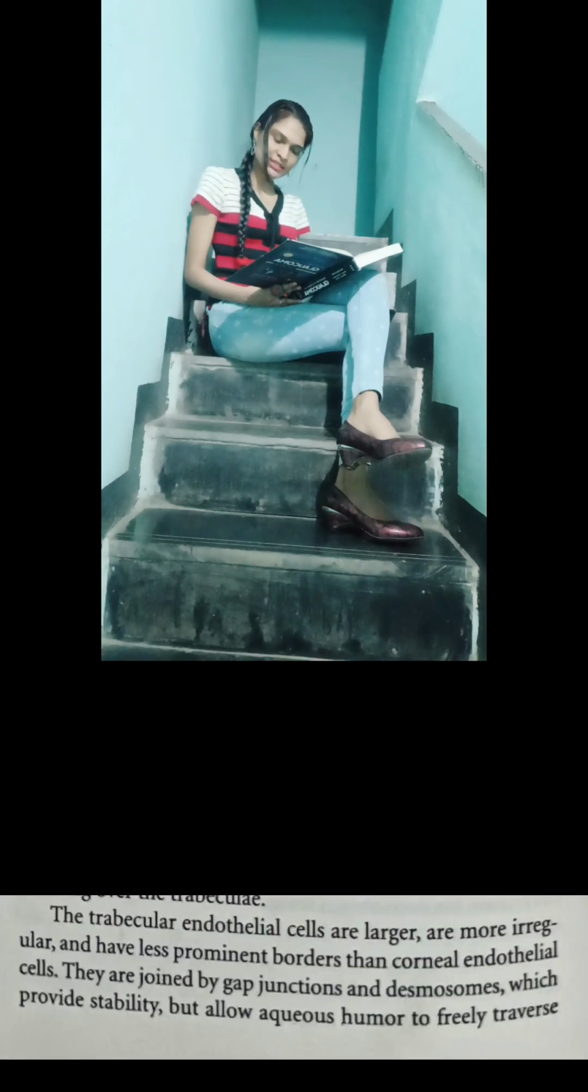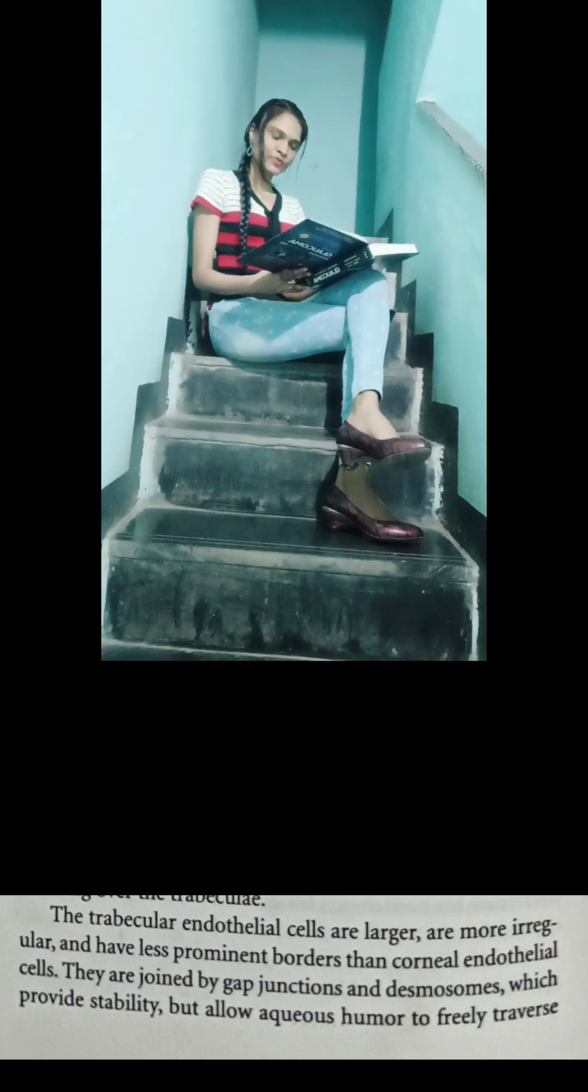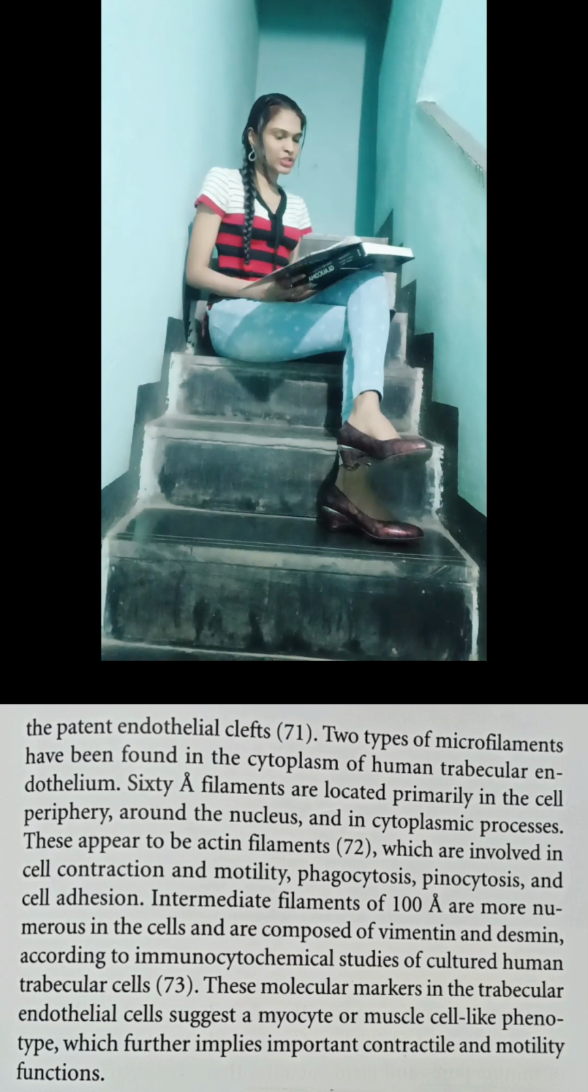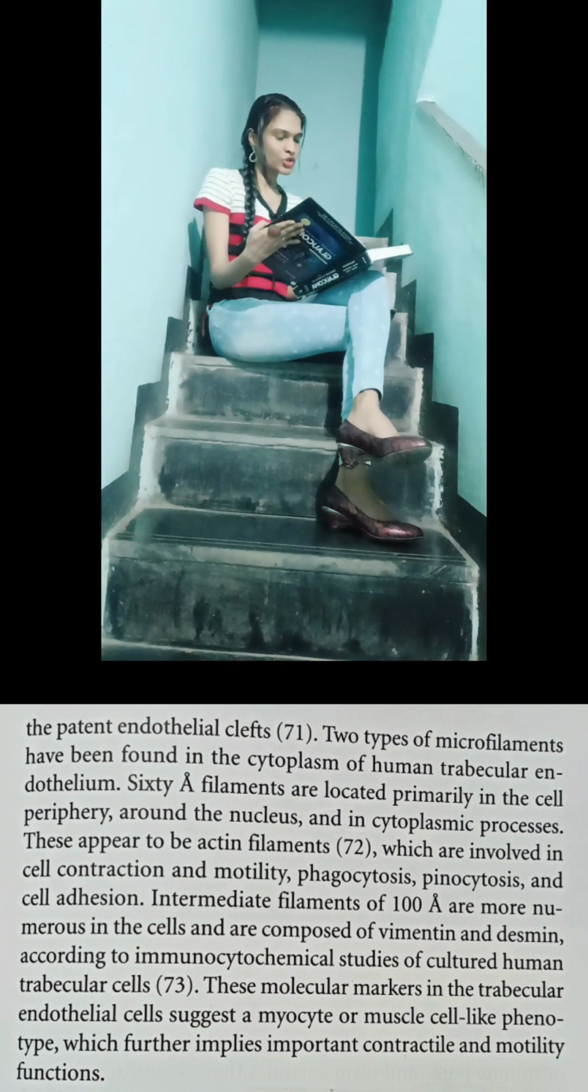The trabecular endothelial cells are larger, are more irregular, and have less prominent borders than corneal endothelial cells. They are joined by gap junctions and desmosomes, which provide stability but allow aqueous humor to freely traverse the patent endothelial clefts. Two types of microfilaments have been found in the cytoplasm of human trabecular endothelium. 60 angstrom filaments are located primarily in the cell periphery around the nucleus and in cytoplasmic processes. These appear to be actin filaments, which are involved in cell contraction and motility, phagocytosis, pinocytosis, and cell adhesion.